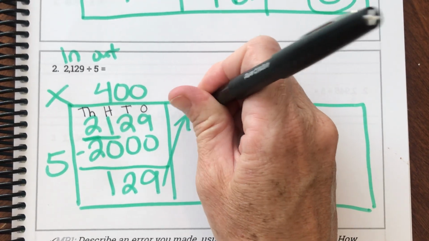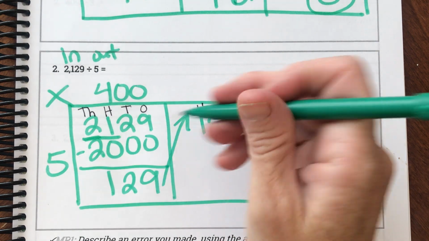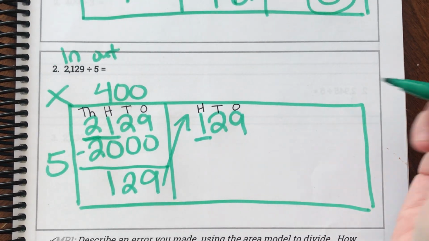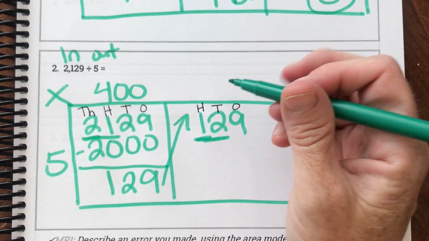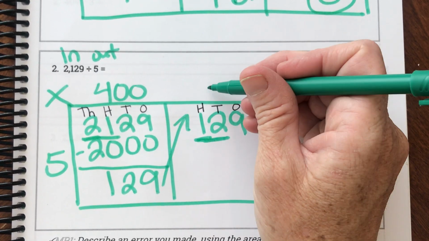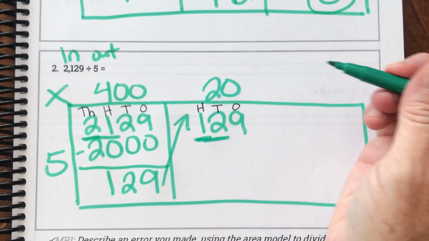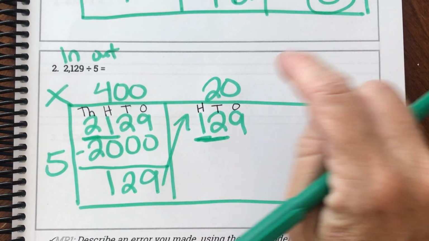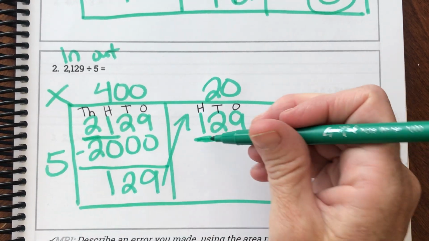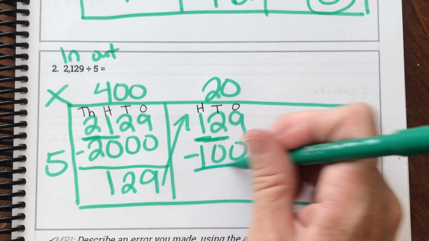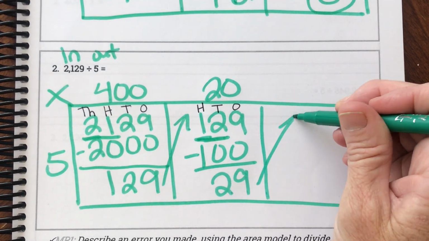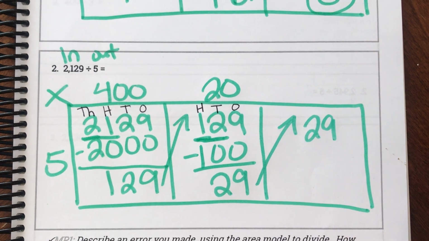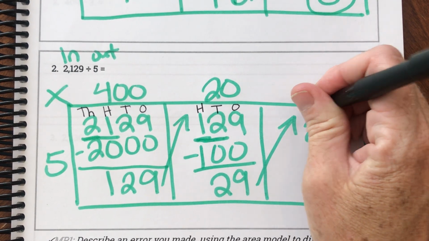Ones, tens, hundreds. Okay, 5 can fit into 1? No. 5 can fit into 12 2 times. But we're in the tens column, so it's 2 tens, which is 20. Okay, 20 times 5 is 100. And then I subtract and get 29. Okay, ones and tens.